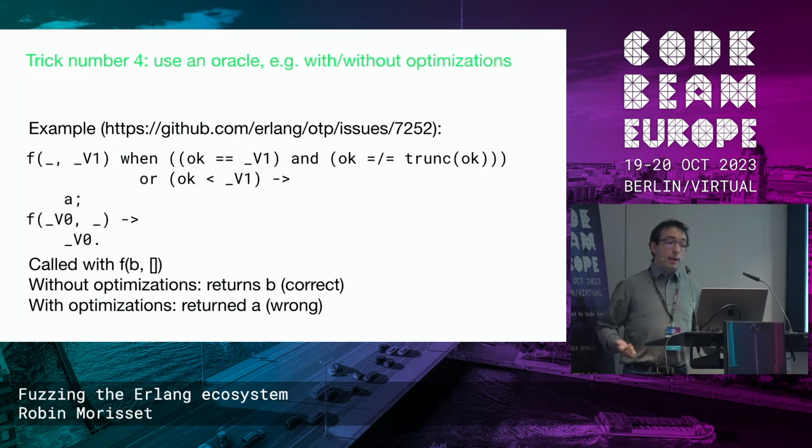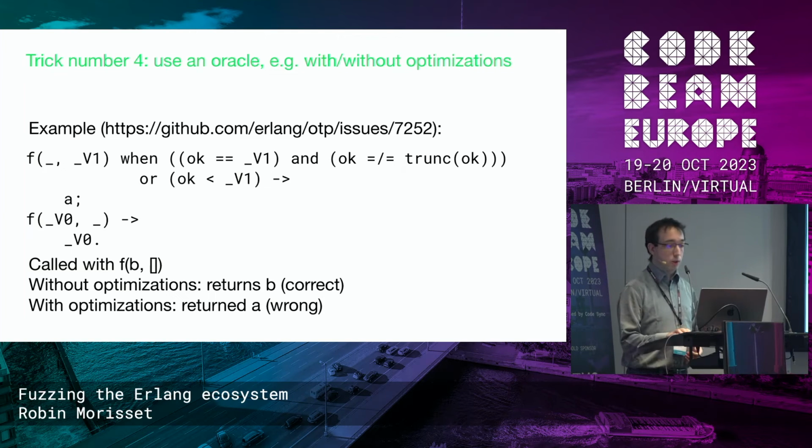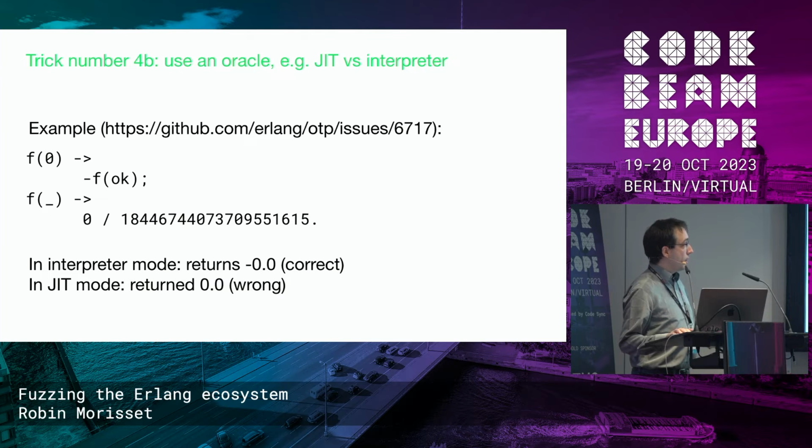A very similar idea is to do the same thing, but at the BEAM level, comparing the JIT with the interpreter. If you're running bytecode and you've limited yourself to a deterministic subset of Erlang, then you really should get the same results whether the JIT is enabled or not. And the fuzzer found a few counterexamples, a few bugs in the JIT, where, for example, here it was negation that was wrong.